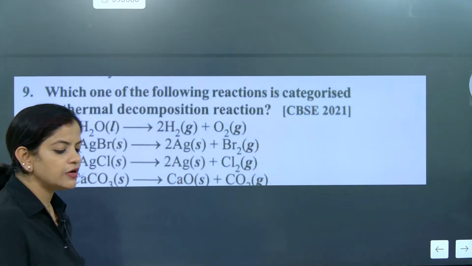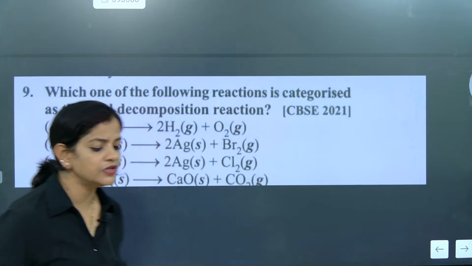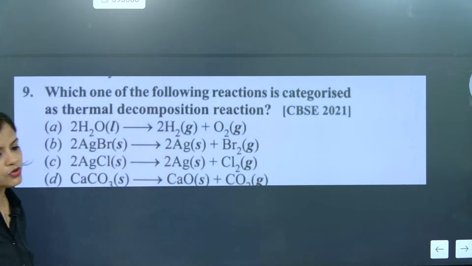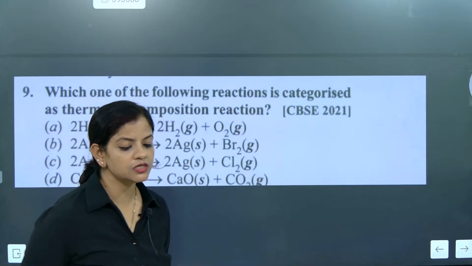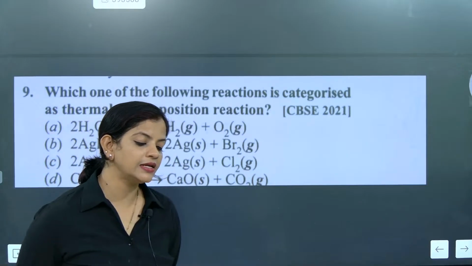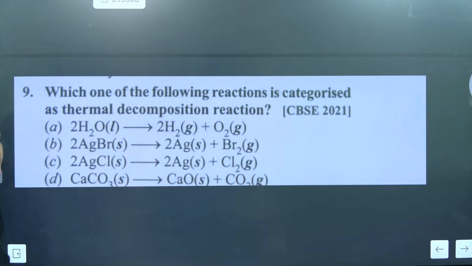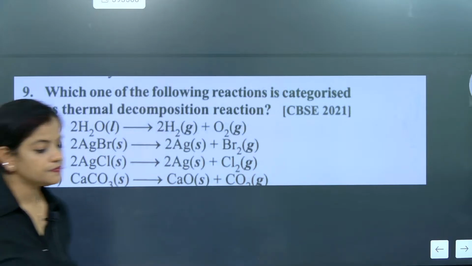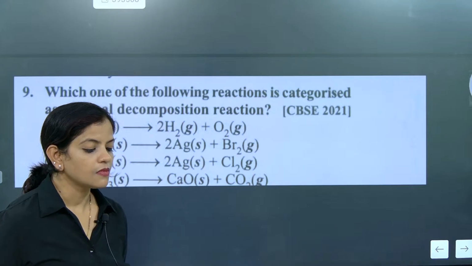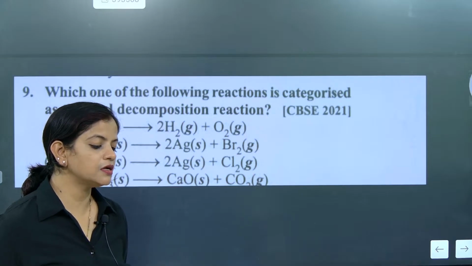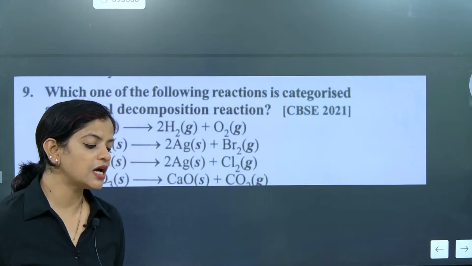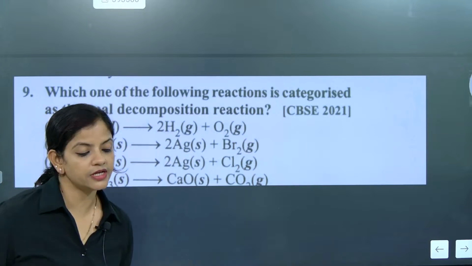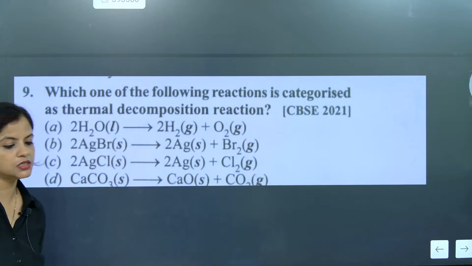Silver is associated with photochemical reactions. So wherever silver is there, it will be photochemical. And the last one is the only one where combustion is going on. So it is exactly thermal decomposition. It is thermal decomposition of CaCO3. CaCO3 on burning goes for decomposition and calcium oxide and carbon dioxide are obtained. That's the answer.